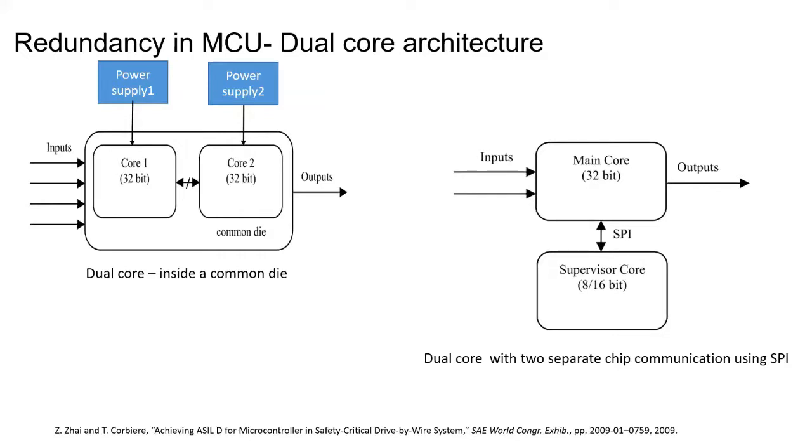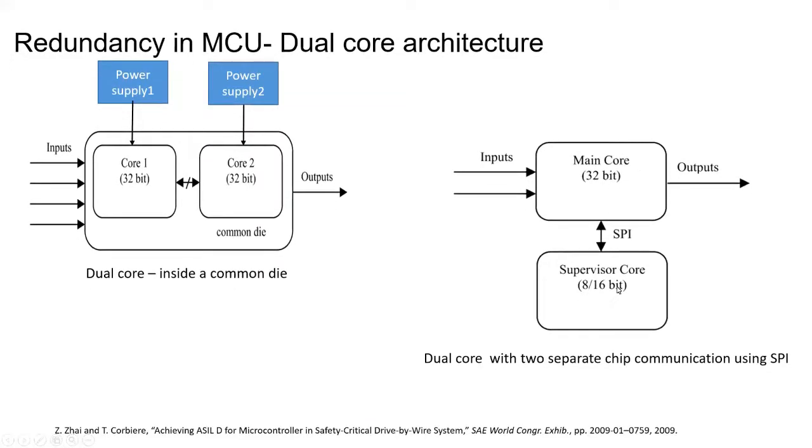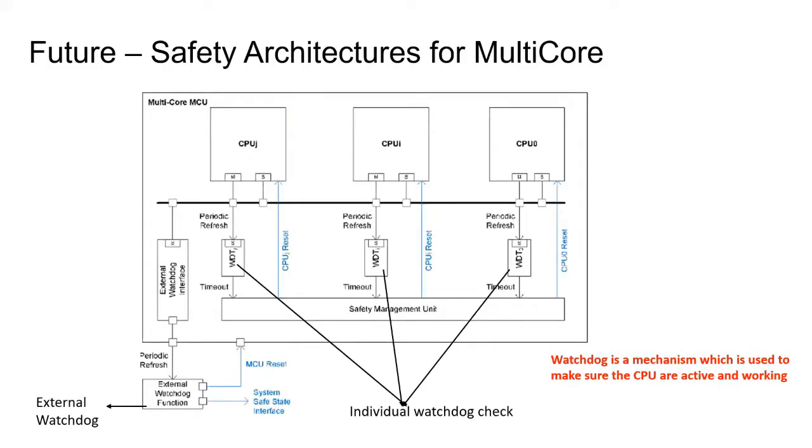Or in the other case, we can use a supervisory core versus a lesser capability core, 32-bit versus 16-bit, so we can still have reduced performance. Future safety architectures will definitely use this. I think already in our industry, even for steering, we are going to multiple core systems. Multi-core technology, like parallel computing and all that, is key now. So we will have different multi-core ECUs moving forward.